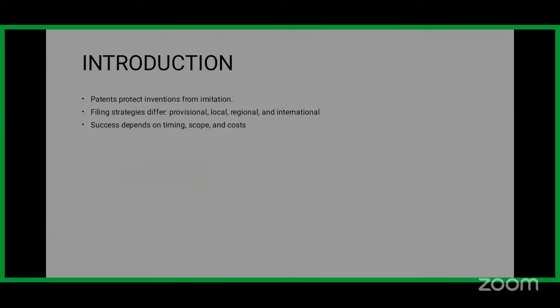Also, there are different filing strategies. We've also learned the concept of filing strategies. For this purpose, we are going to be looking at the provisional filing strategy, and the choice of strategy depends on timing, scope, and cost. Like we have already been told, in terms of IP rights, time is of the essence. So it is very important that if you have an invention, you protect that invention timely. So let's move to the next slide.